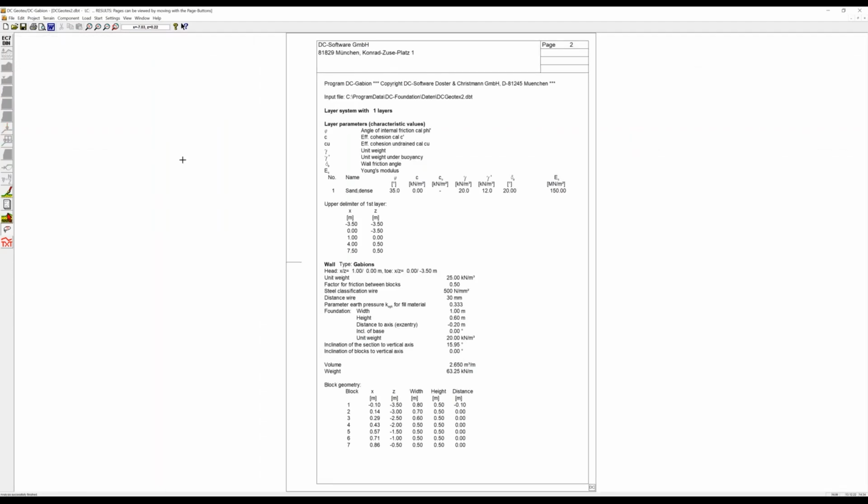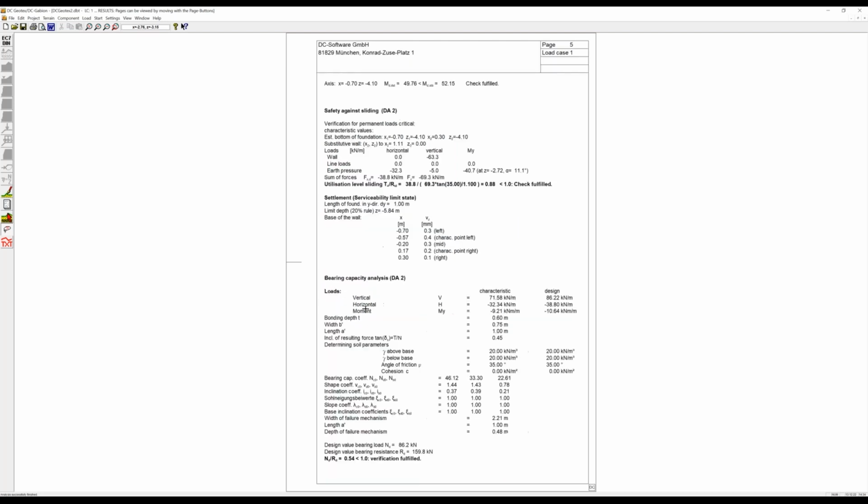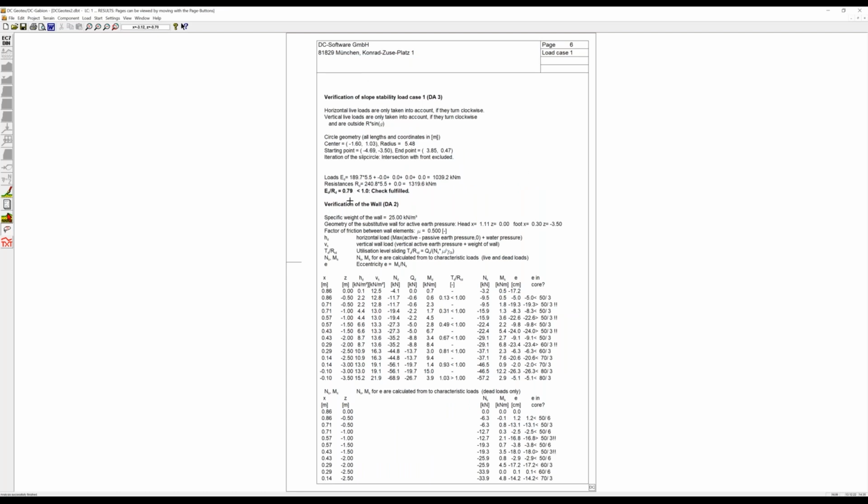And we have again the calculation of the external stability. So for the total loads, we have the check of the overturning, safety against sliding with an utilization of 88%, bearing capacity with 54%, slope stability with about 80% utilization. And here we see that within the wall, there are not all the verifications fulfilled. Sliding is nearly okay here with a little more than 1. But here within the wall, we have a problem of overturning. So the eccentricity of the load is a little too high.